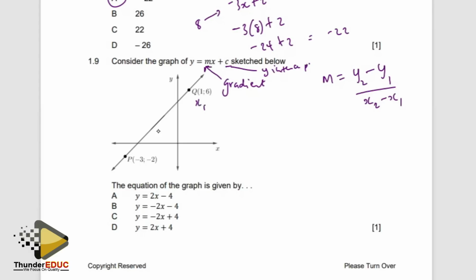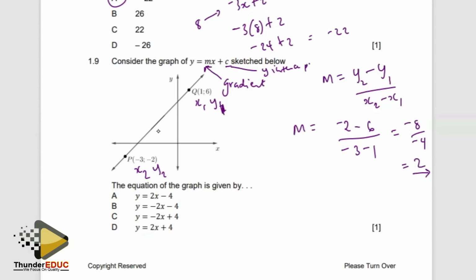So if this is my x1, y1, and this is x2, y2, which means my gradient is going to be negative 2 minus 6 over my x2, which is negative 3 minus 1. I simplify that, I have negative 8 over negative 4. Simplifying that further, we're going to end up with just a 2. So this is our gradient.